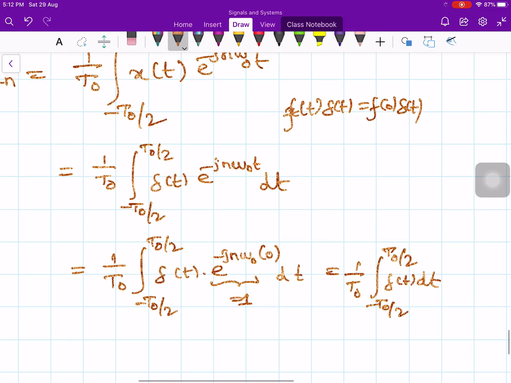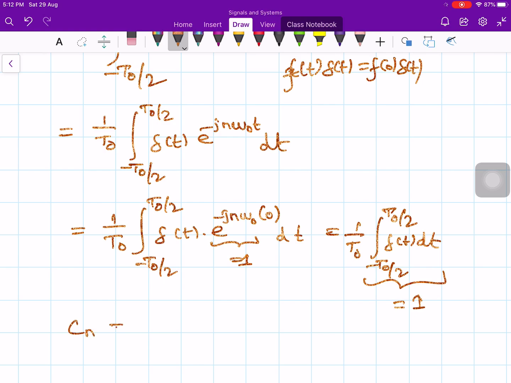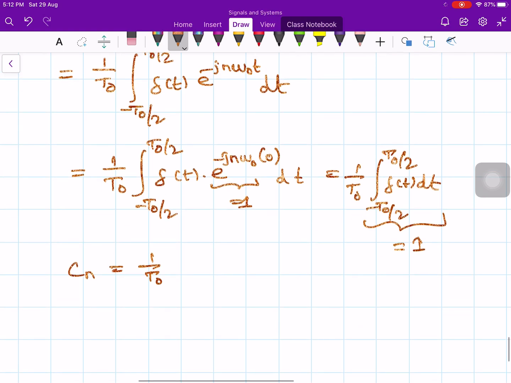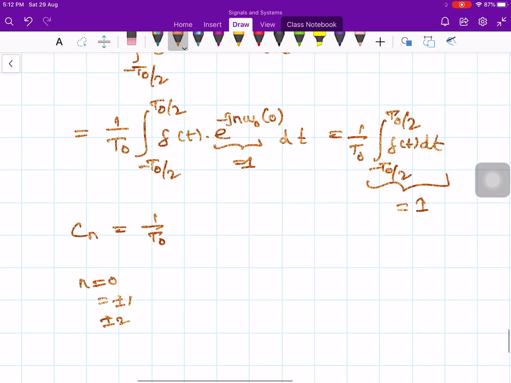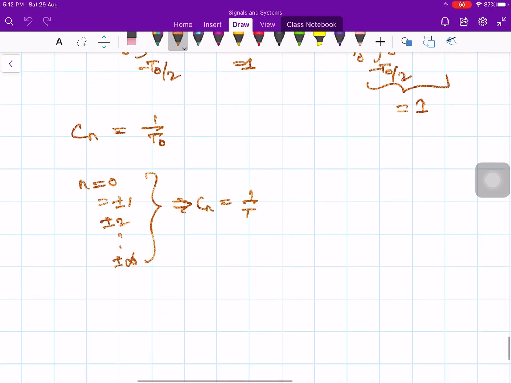And what is the value of this integration? This is the area under the impulse. What is the area under the impulse? It is 1. Therefore your Cn is equal to 1 over t naught. Whether you substitute n equals 0 or n equals plus or minus 1, plus or minus 2, and keep on going up to plus or minus infinity, the magnitude Cn is always 1 over t naught. It is independent of n, it is not reducing. Generally the Fourier series coefficient values decrease when you increase the value of n, but here all are taking constant values.